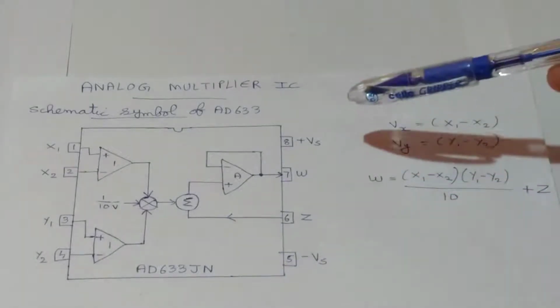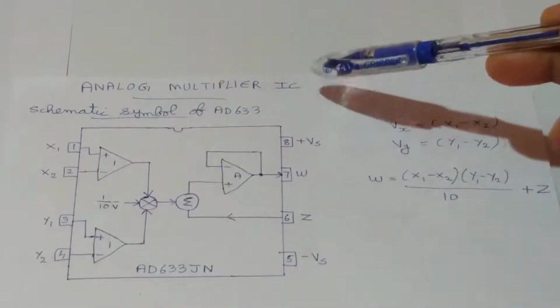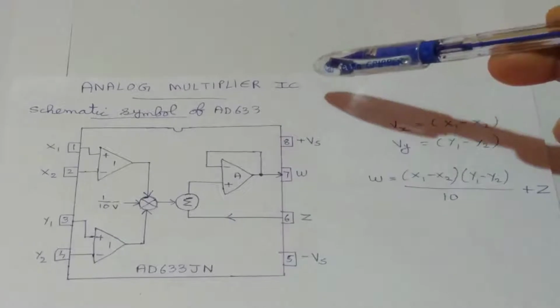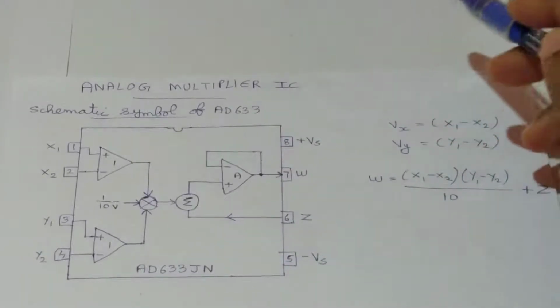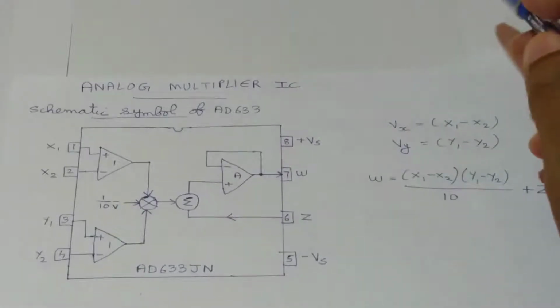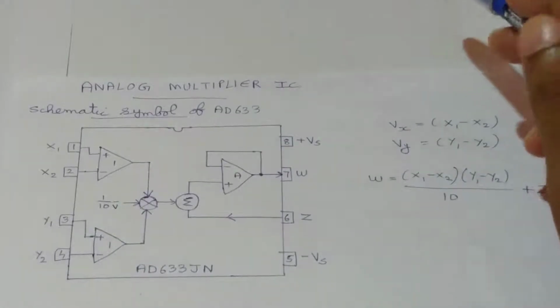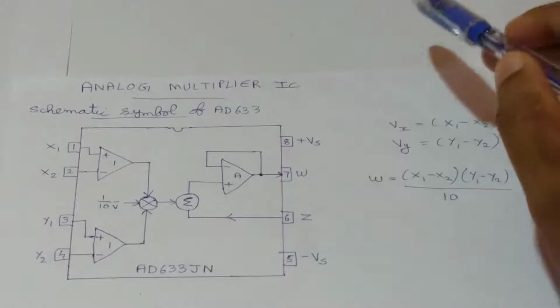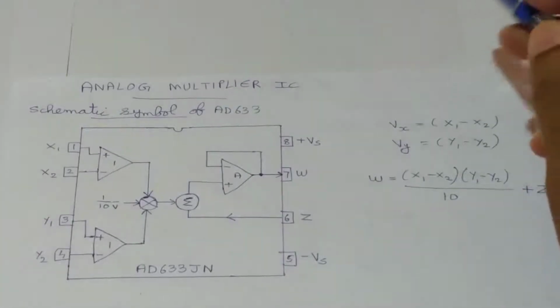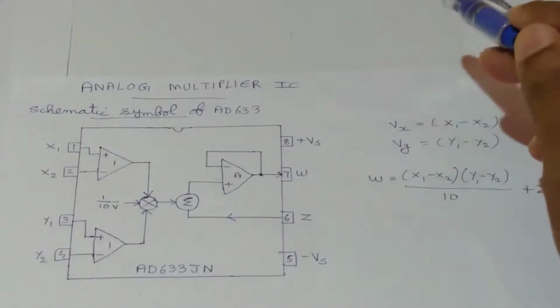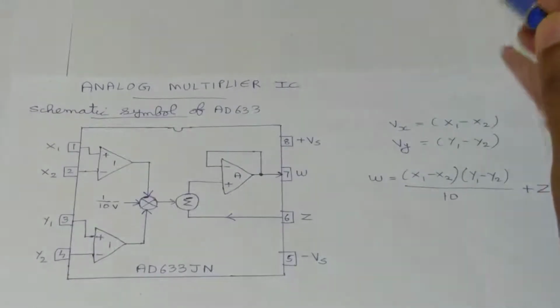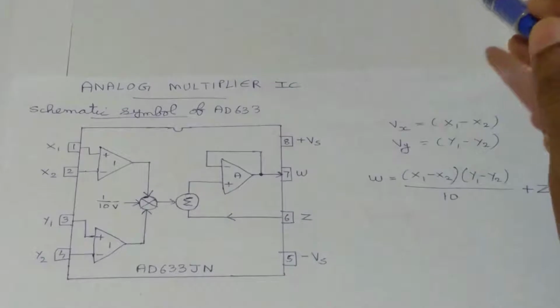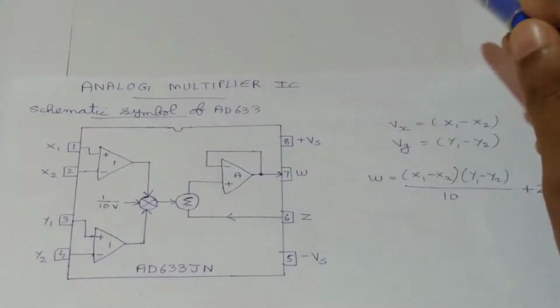Today we are going to discuss the analog multiplier IC and its applications. We have already discussed analog multipliers in our previous class, and we know an analog multiplier is a circuit whose output voltage at any instant is proportional to the product of instantaneous values of two individual input voltages. These analog multipliers are available as integrated circuits consisting of op-amps and other circuit elements.